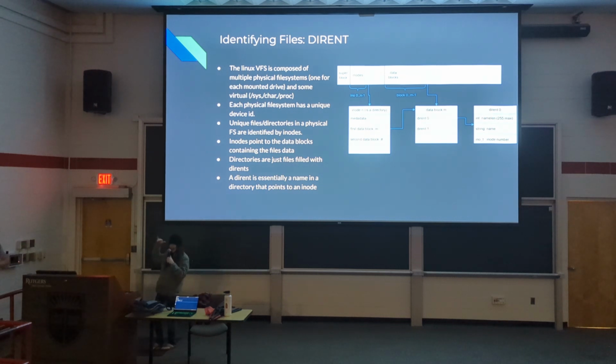And then within each directory, we're going to have a bunch of directory entries, or dirents. Those are going to contain a string containing the name of the dirent and the inode number that corresponds to that dirent. That way you can uniquely identify an entry inside of a directory by a combination of the physical device ID, the inode number of the parent directory, and the actual name of the file itself.